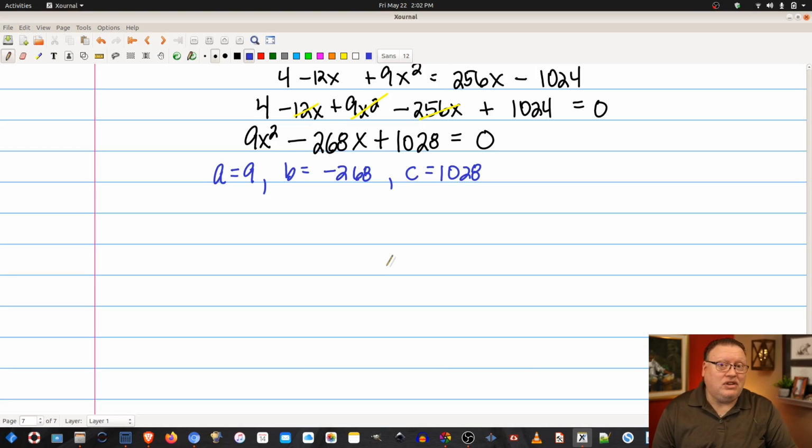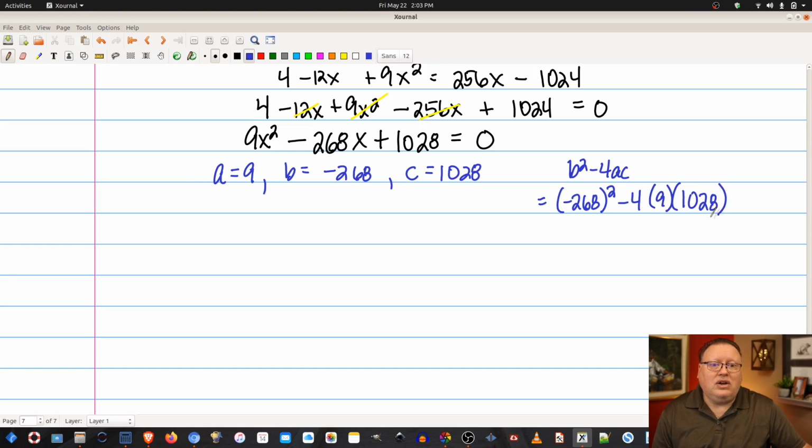I can even check first to see if I have real solutions or non-real solutions by looking at b squared minus 4ac, which, if you remember, that's our discriminant, and it tells us what type of solutions we're looking at. So let's look at b squared. That's negative 268 quantity squared minus 4 times 9 is a, and c is 1028. Okay? So let's see what we get here.